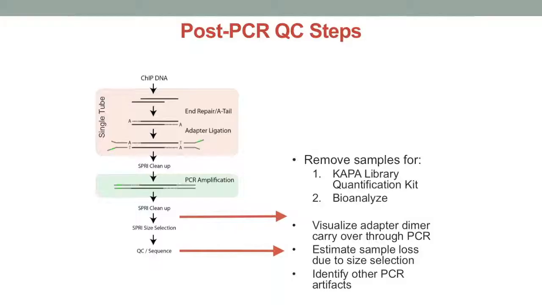So again, after amplification, you perform a spry cleanup. We then performed a size selection, and we pulled samples post-cleanup and post-size selection and performed both the KAPA library quant and a bioanalyzer run to visualize adapter dimer carry-through, so that we knew if the size selection was removing it or not. We could estimate sample loss and identify other PCR artifacts.